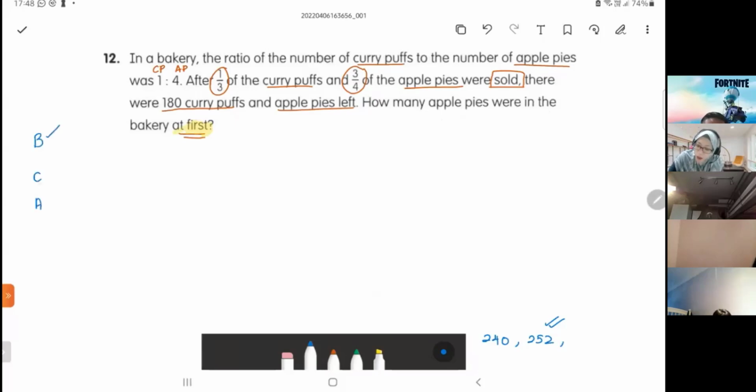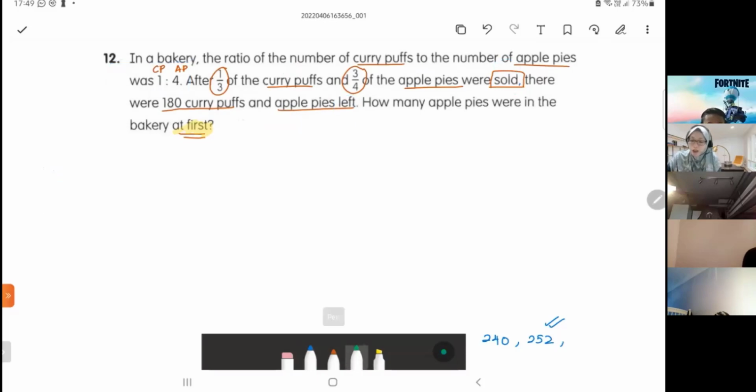The before is always the first sentence. So this is my before information. Then my change is when there is this keyword, sold. What was sold? Curry puff and apple pies were sold. Later on, from the fraction, I'm going to break it out. Then I have my after. There's a comma. There were 180 curry puff and apple pies left. This is my after information. So I have that also.